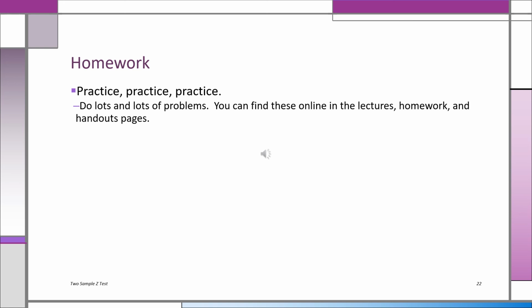Do you want to know how to retain all this information and do well on your exams? Here you have it. Practice, practice, practice. Once you understand the material, find as many problems as you can and just keep on doing them and do them over. Do them over again.